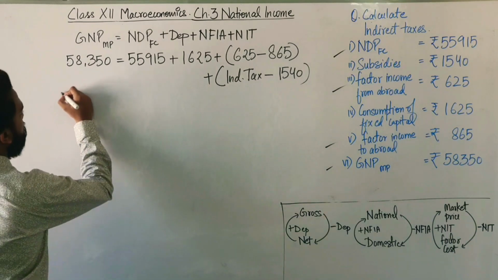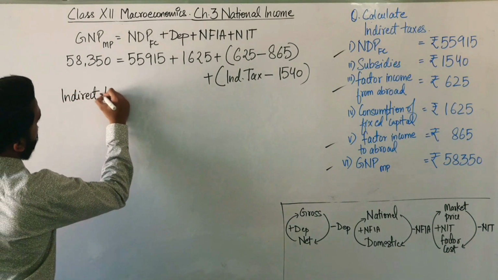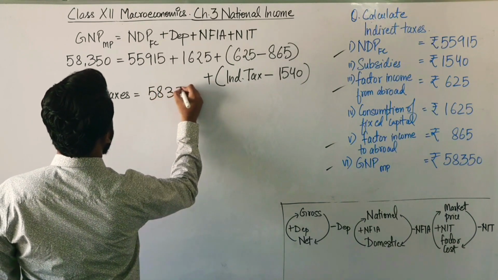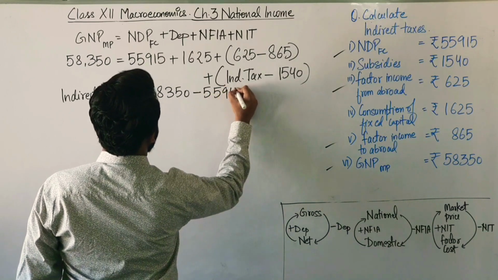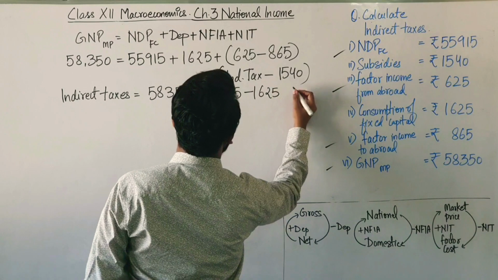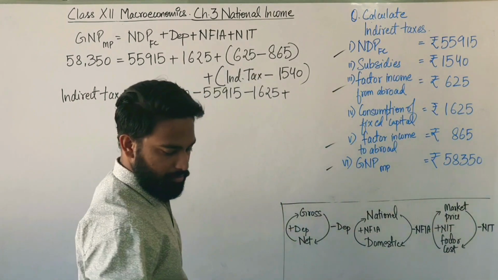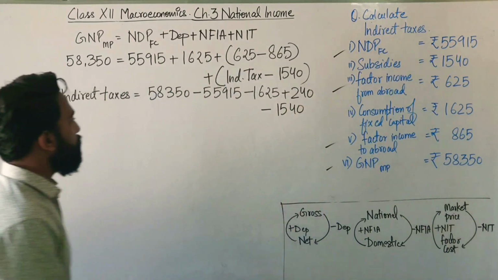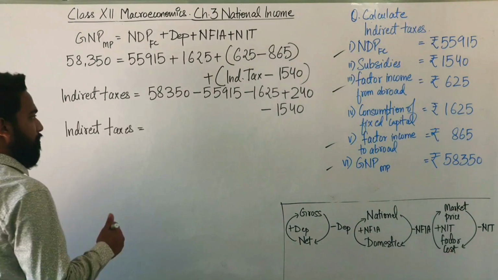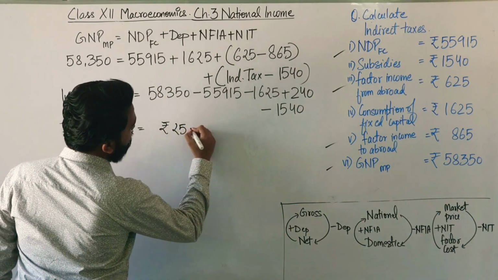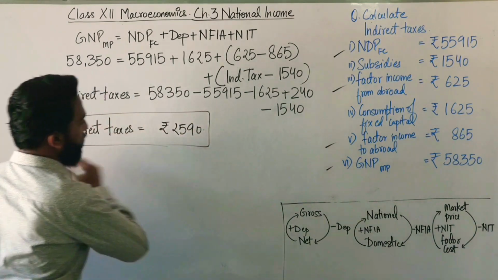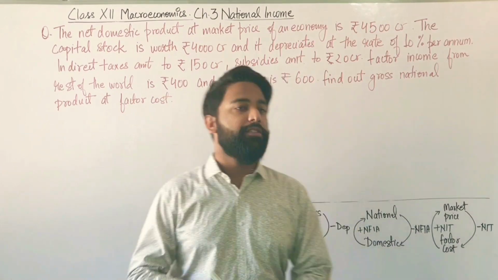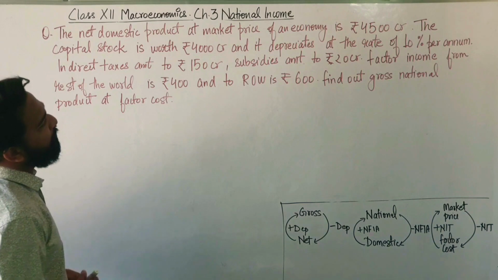Now we have put the values. Now we can write it as indirect taxes is equal to 58350 minus 55915 minus 1625, plus 240 and minus 1540. Now students, I hope you all can calculate the value. Let's calculate it. Calculated the value, the answer will be rupees 2590. So this will be your value of indirect taxes. I hope you have understood this question also. Is that clear? Fine.